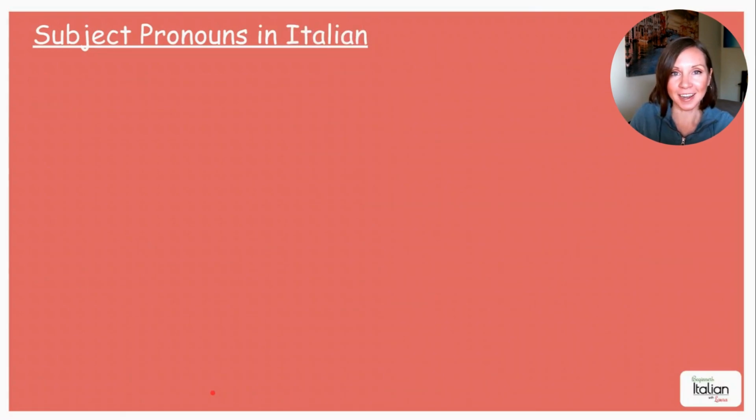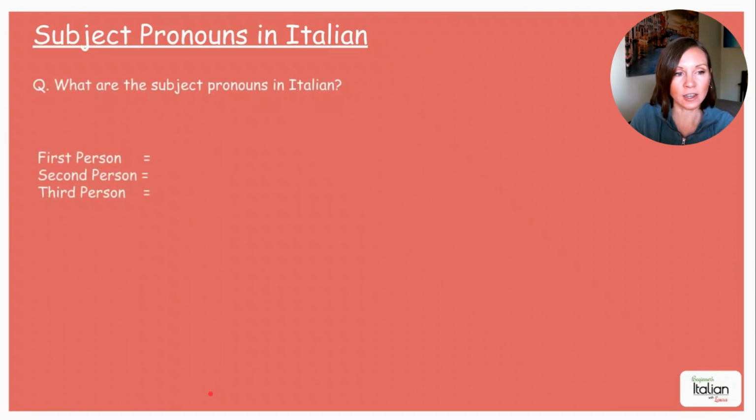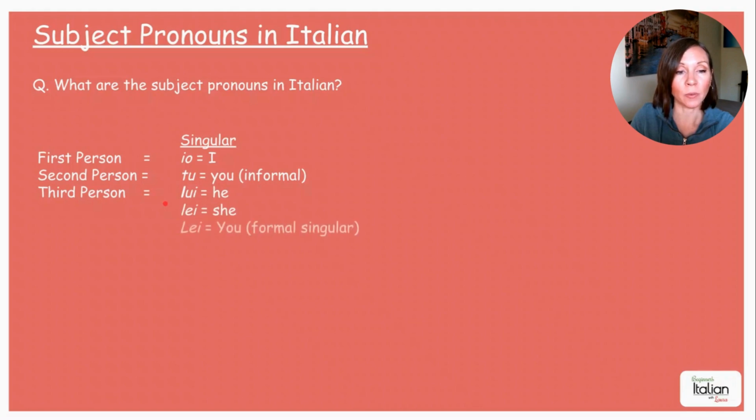Okay, subject pronouns in Italian. What are the subject pronouns in Italian? So we just covered first, second, and third person. So in the singular, we have io. Io means I. Tu means you in the informal. Lui means he. Lei means she. And we also have Lei meaning you in the formal singular. Okay, so I will talk a little bit more about this in a bit, but there are some ways to tell if you're talking about lei versus Lei, but when you're speaking, they are pronounced exactly the same.